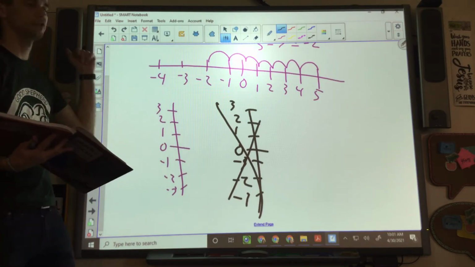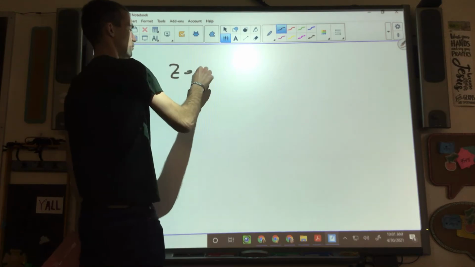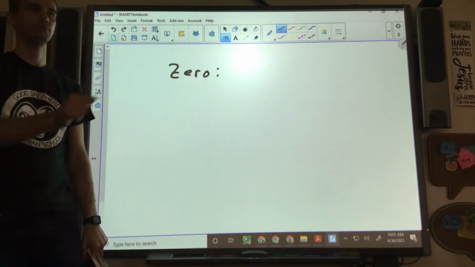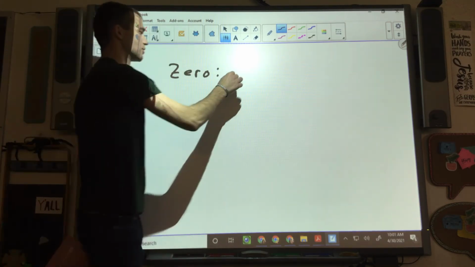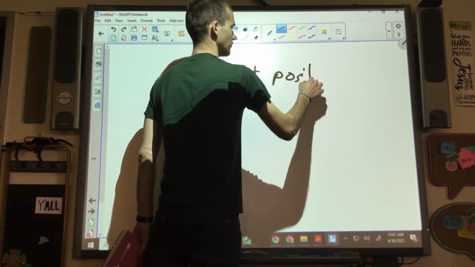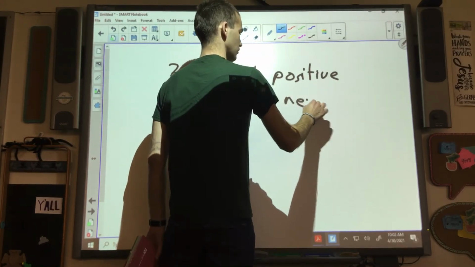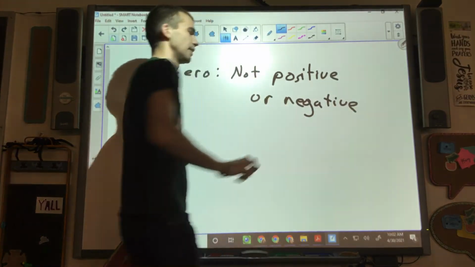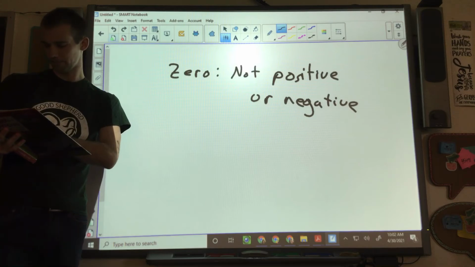What about 0? Is 0 a positive or negative number? 0, positive or negative? It's neither. Correct. 0 is not positive. It's neutral, actually. That's a great way of describing it. Neutral. Good job. Not positive or negative. It is neutral, meaning that it's neither of them.